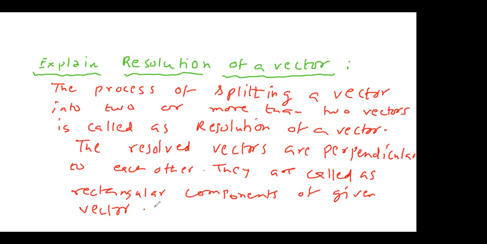Meaning understood first? How to find? I'm explaining. Okay. Just write down this. After this, you have to be very much cautious. This is just definition. Now method I'm explaining after you write this. The process of splitting a vector into two or more than two vectors is called as resolution of vector.